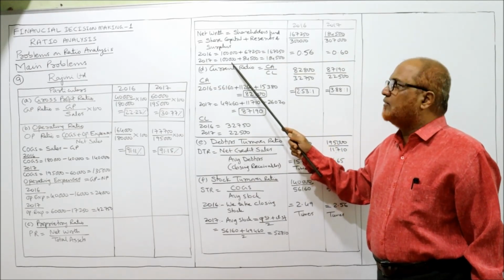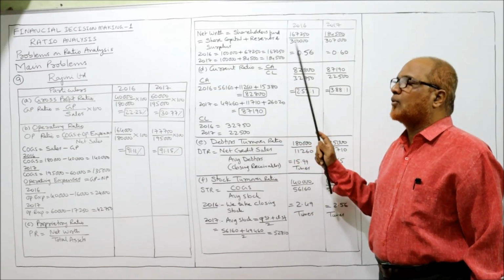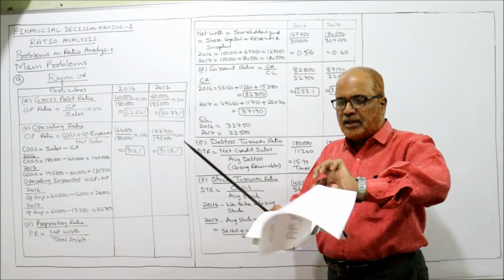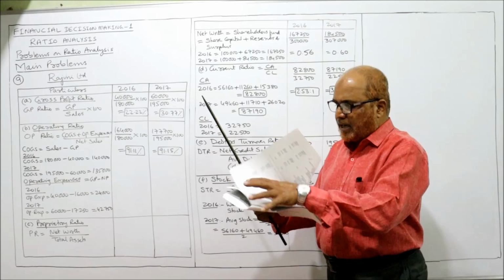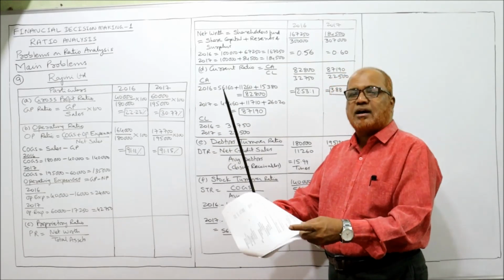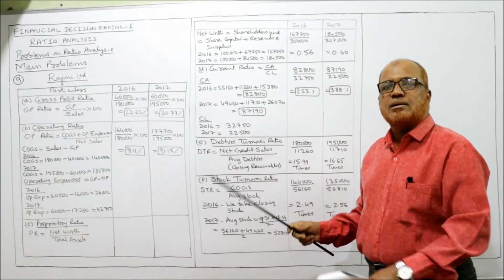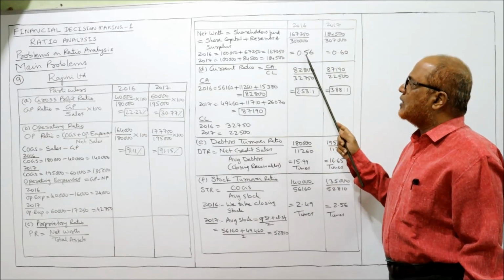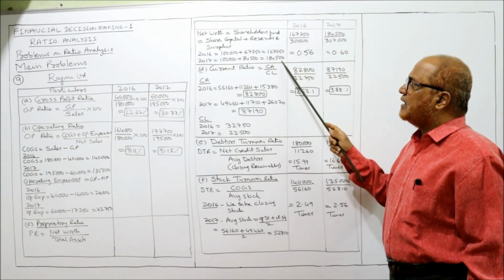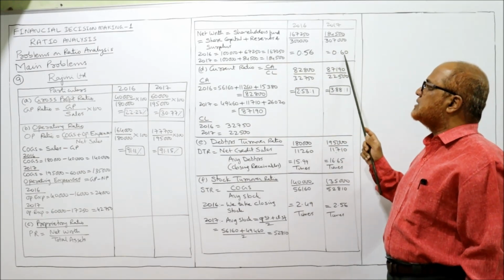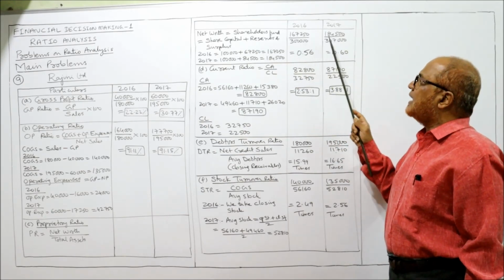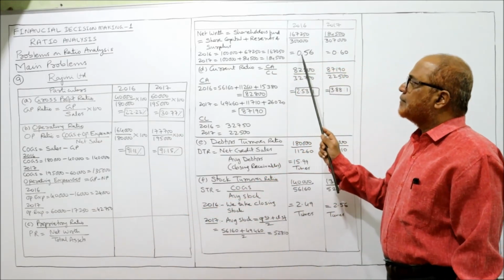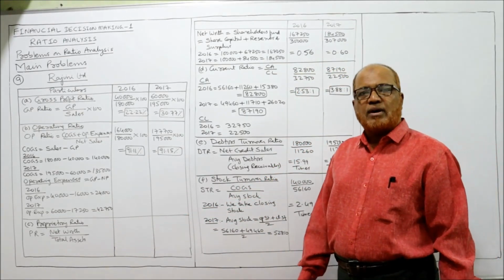Similarly for 2017, 1 lakh plus 84,500, 1 lakh 84,500. Total assets are given in the problem itself. Balance sheet total 3 lakh last year and 3 lakh 7,000 current year. So here simply substitute 1 lakh 67,250 divided by 3 lakh, 0.56. 184,500 divided by 3 lakh 7,000, 0.60. This 3 lakh and 3 lakh 7,000 are the total assets, balance sheet total. That's all. Three ratios we have completed.